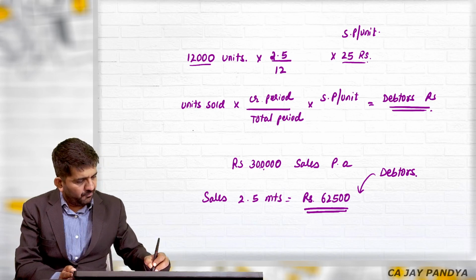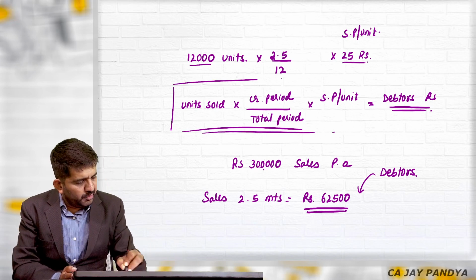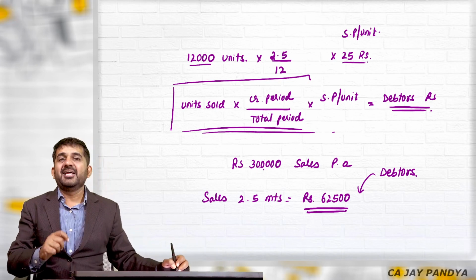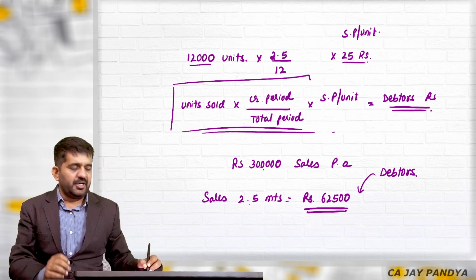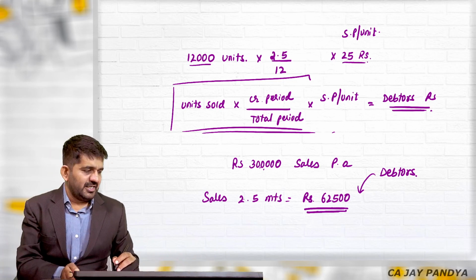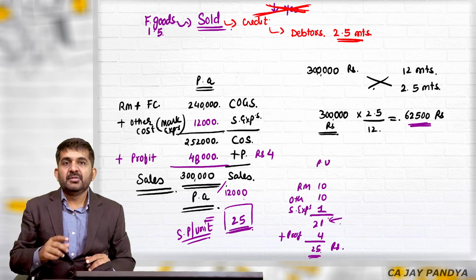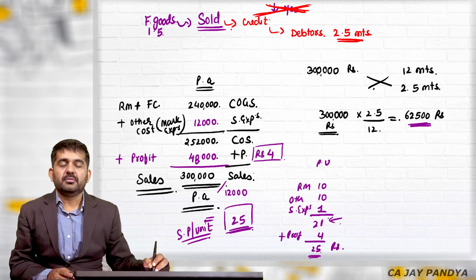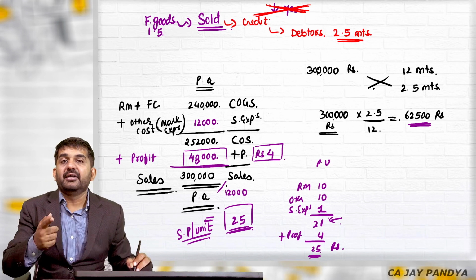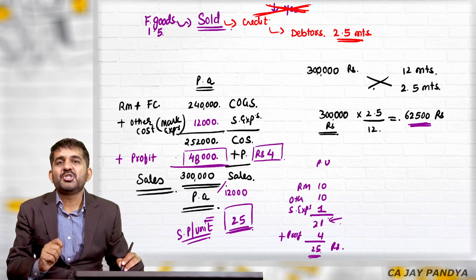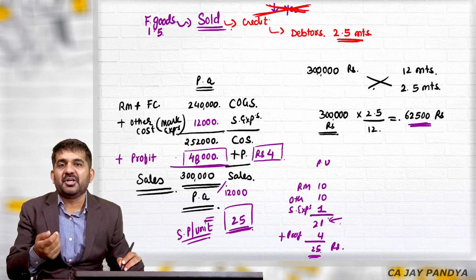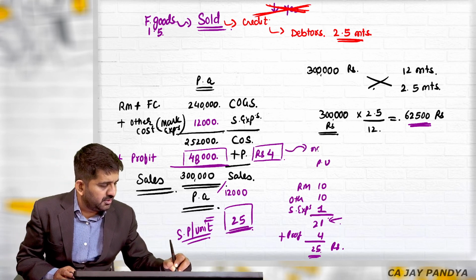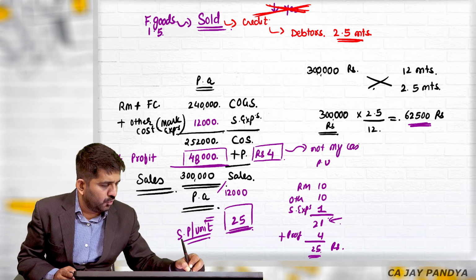Please understand, we have found out by this method: units sold into credit period divided by total period multiplied by selling price per unit is debtors in rupees, and ultimately it is working capital requirement. The point is this. Sir, why have I taken this rupees 4? This is my profit. I should not take into consideration profit as my money required, because this is not my cash outflow. Agreed.